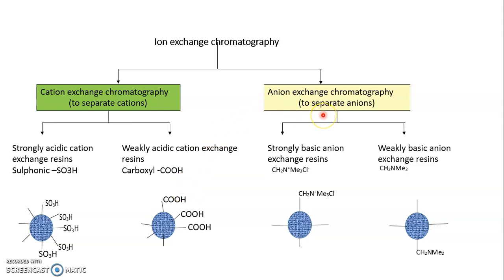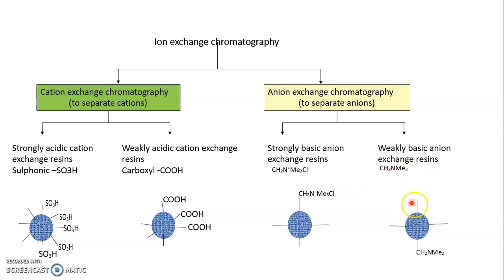Similarly, talking about anion exchange chromatography, again you have a choice of selecting a strongly basic anion exchange resin or a weakly basic anion exchange resin. Now how do they differ? The functional groups are shown over here. Here the functional group will be a quaternary ammonium group, where the counter ion, the Cl minus ion, is the anion that can get exchanged with the ions from the mobile phase.